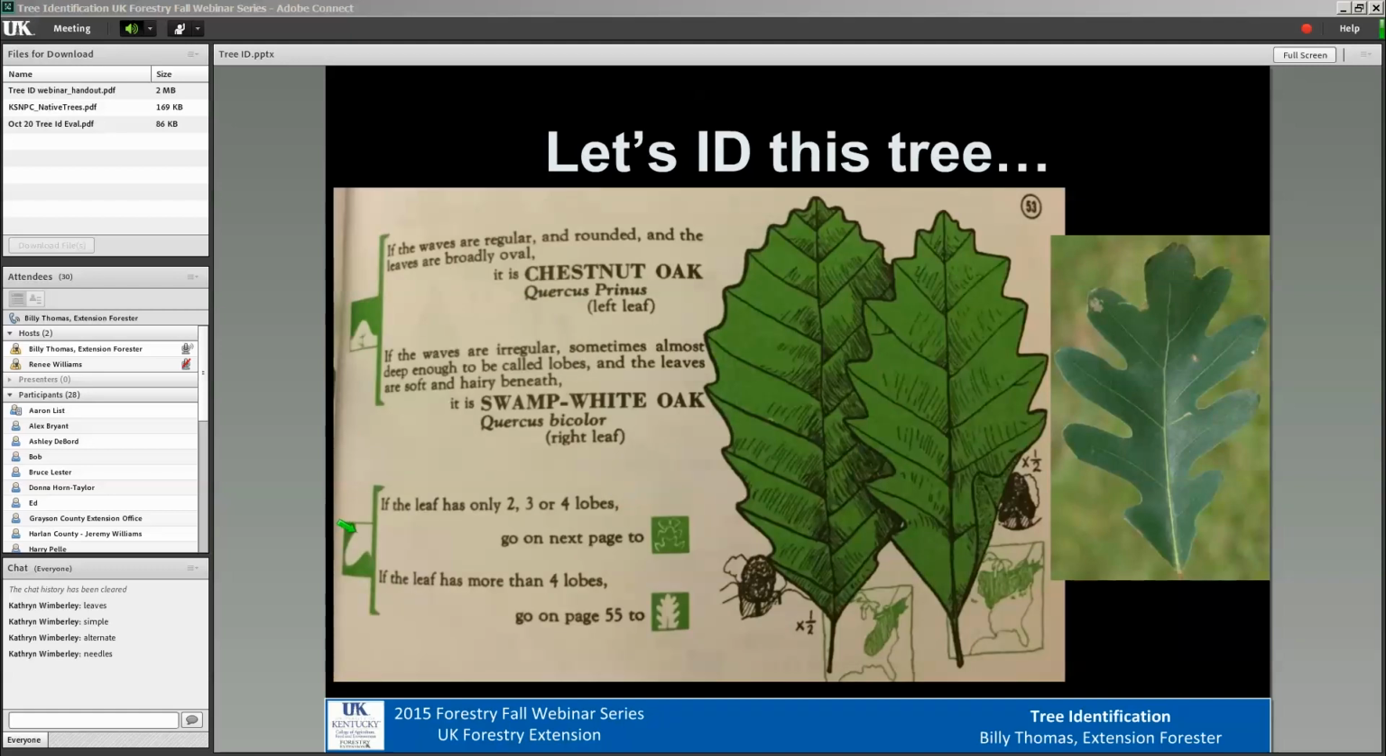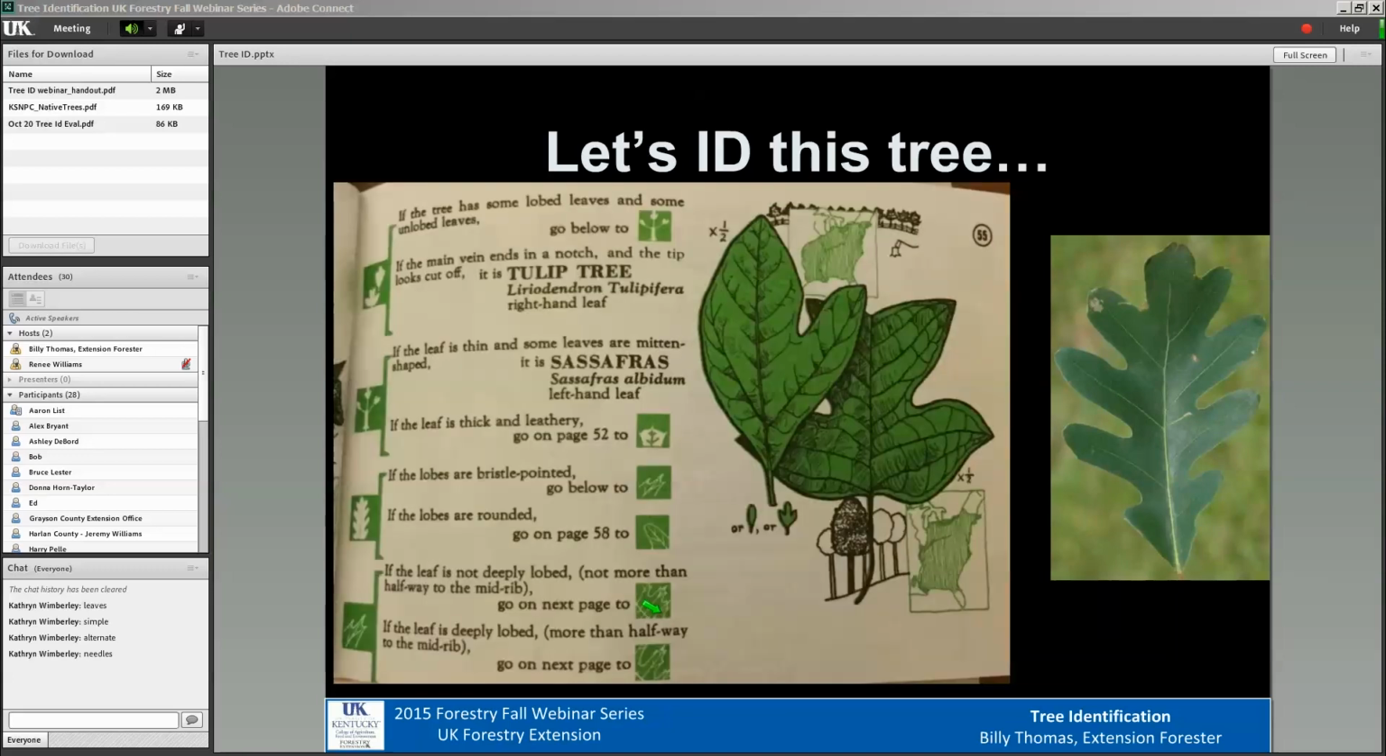And that symbol brings us down here. If the leaf has only 2 or 3 or 4 lobes, or if it has more than 4 lobes. So we're going to look here. 1, 2, 3, 4, 5, 6. So it's got more than 4 lobes. So we're going to go on to page 55. We're going to look for that symbol. And here's that symbol. If the lobes are bristle pointed or if they are rounded, and this one they are rounded. So we're going to go on to page 58 and look for that symbol.